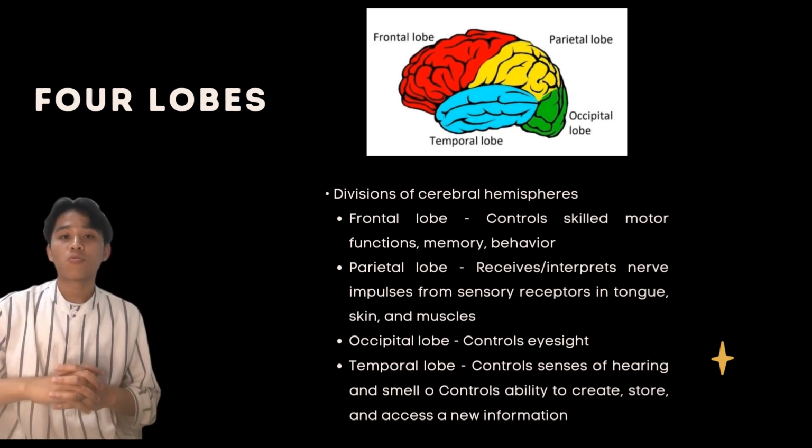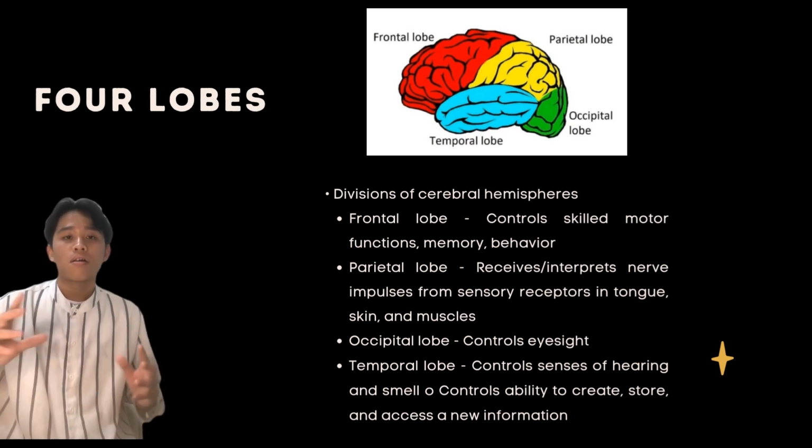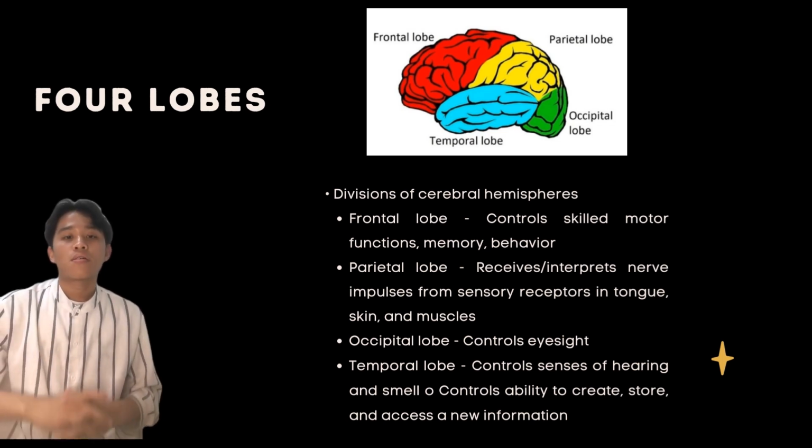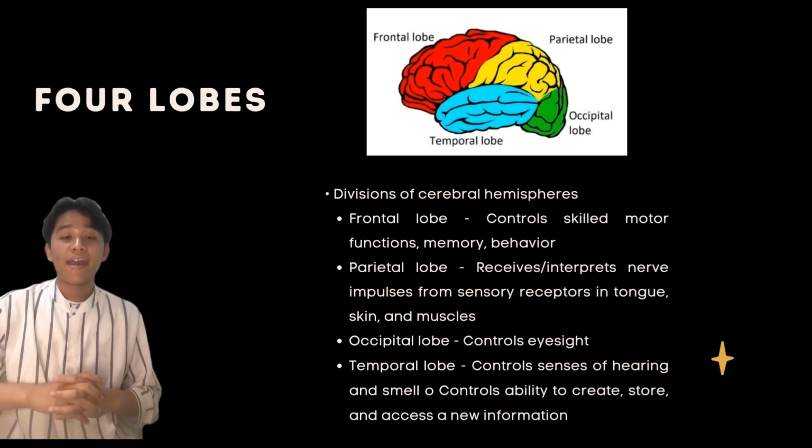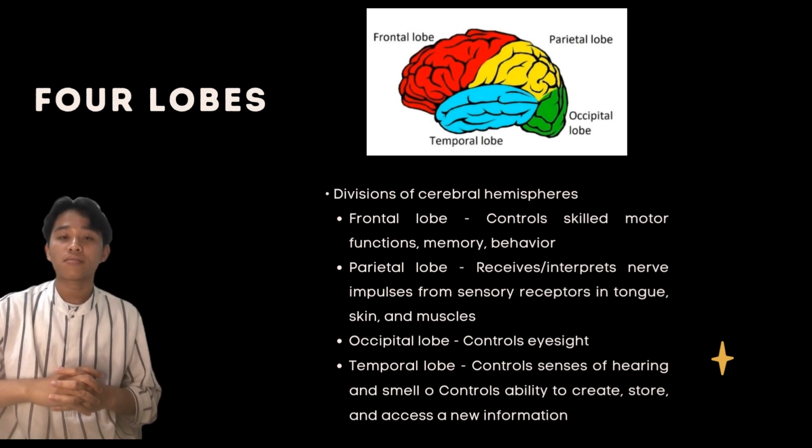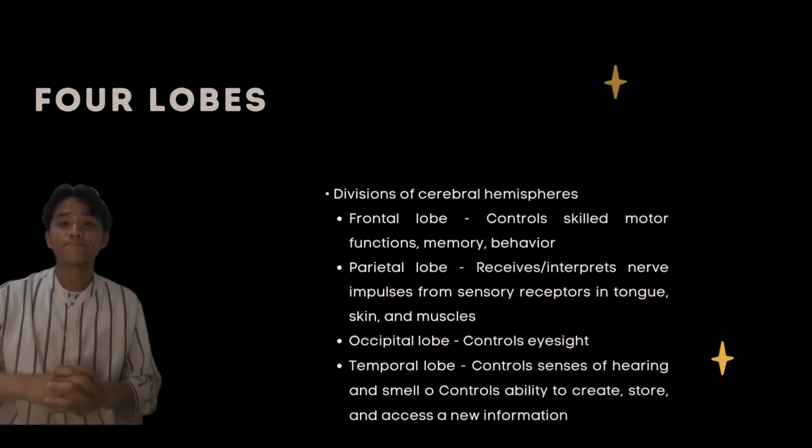The frontal lobes control skilled motor functions, memory, and behavior. The parietal lobes, on the other hand, receive and interpret nerve impulses from the sensory receptors in the tongue, skin, and muscles. Next, the occipital lobes control the eyesight. The temporal lobe controls the senses of hearing and smell, and the ability to create, store, and access new information.